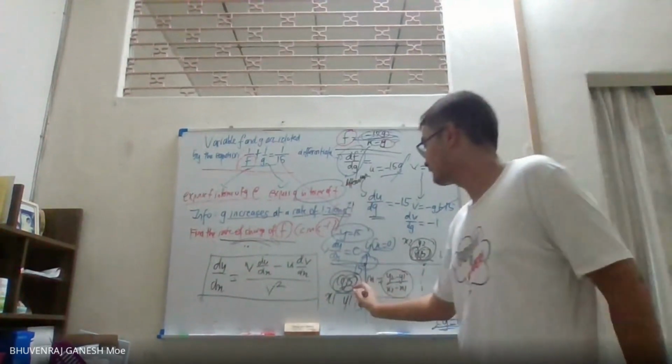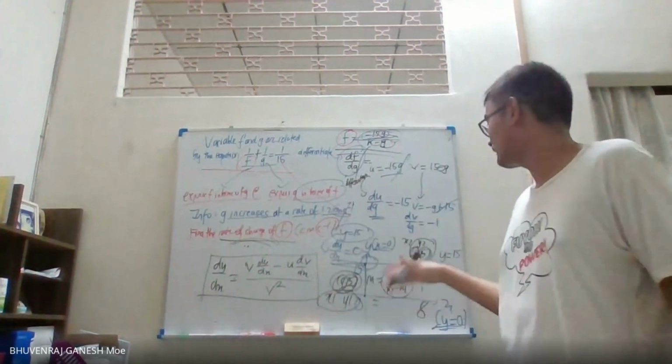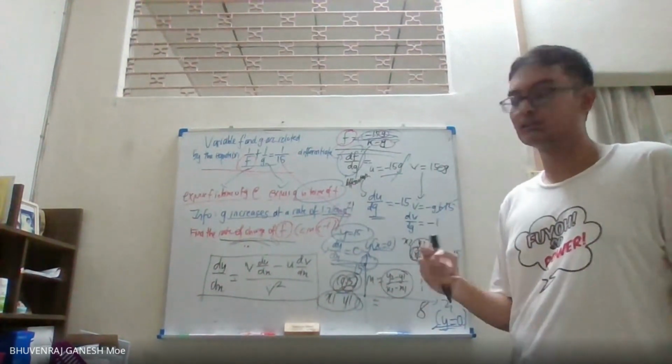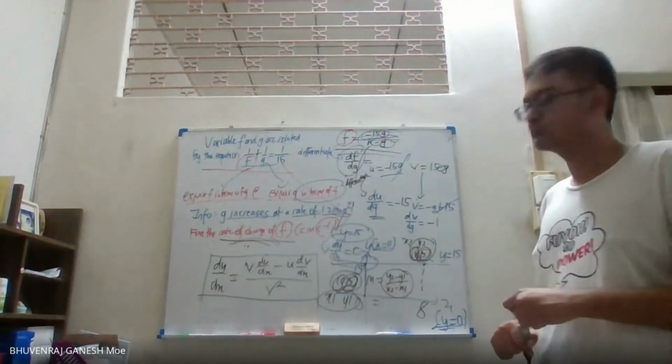Let's say I give here this is your x1, y1, means your x1 is 0, y1 is 15, your x2 is 8, your y2 is 15. So you have to sub into this formula. So you see what is the value you get.